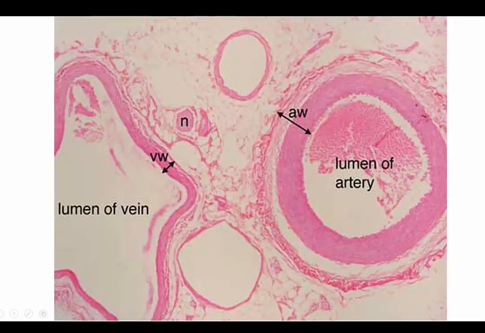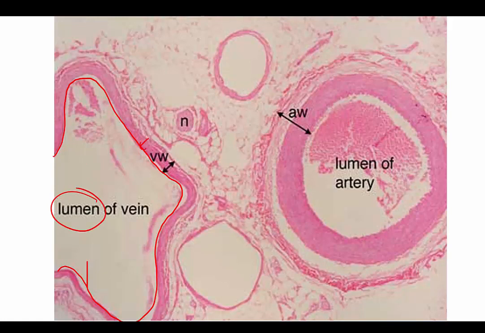Here's another one. What you should notice about all these photographs I've shown you is that the veins have a big, massive lumen with very, very thin walls, and the arteries always have thick walls with a smaller lumen. You can see it really clearly on this one. The lumen of this vein is massive. And yes, this looks like a big lumen in this artery, but if you compare these two, the lumen of the artery is much smaller.